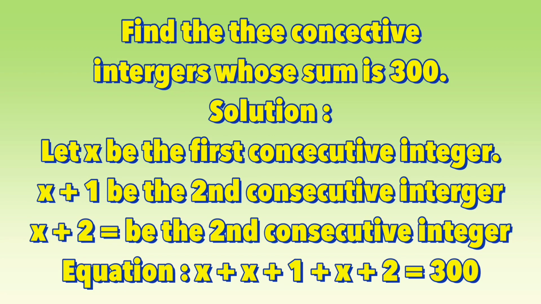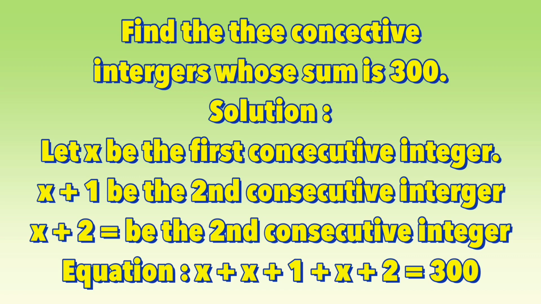Okay, the next problem is number 3. Find the 3 consecutive integers whose sum is 300. So our solution, we have to start first with the representation. Let x be the first consecutive integer. Then x plus 1 be the second consecutive integer. And x plus 2 be the third consecutive integer.